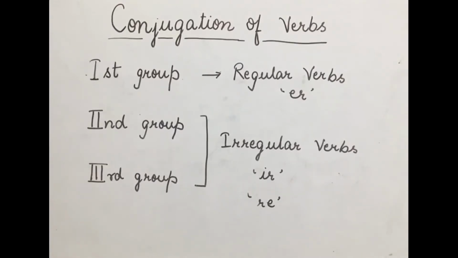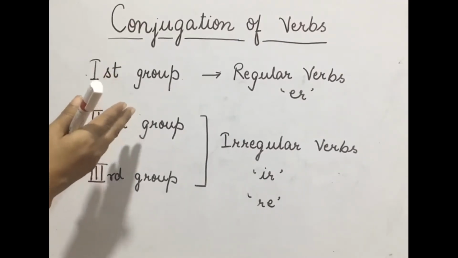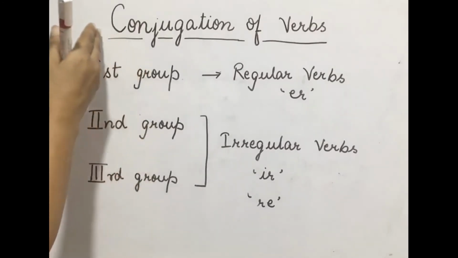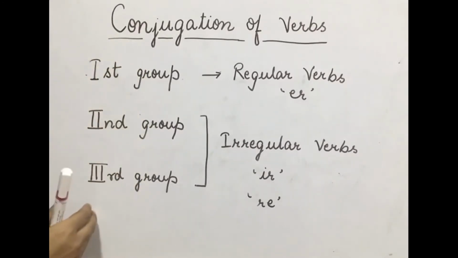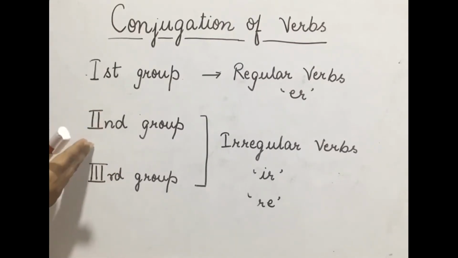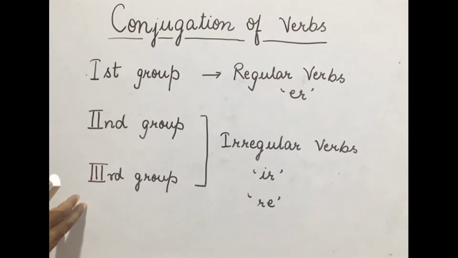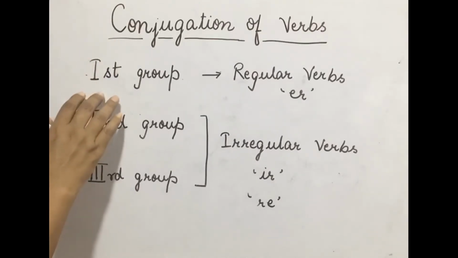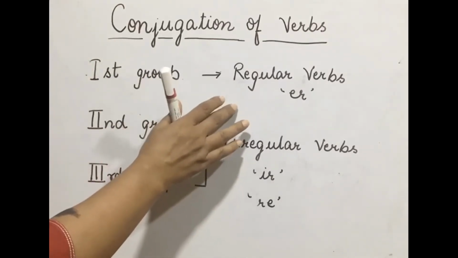And if you want to learn languages and be good at the language, the more verbs you know, the richer your language will be. So here we come to the conjugation of verbs. Generally in French we divide the verbs into three groups. Here I have written the first group, second group and third group. Only the first group is treated as regular verbs.